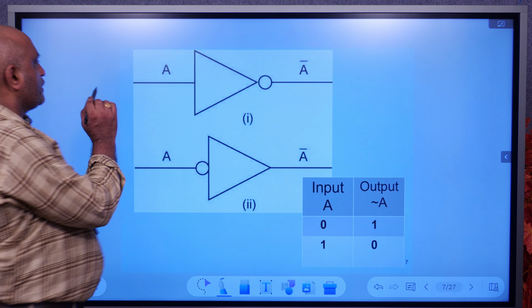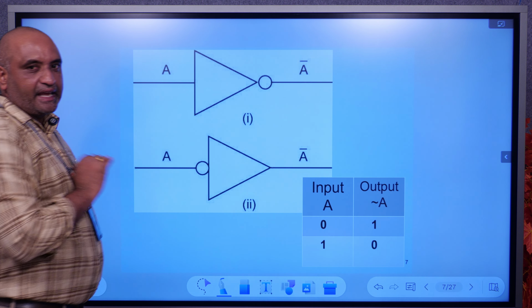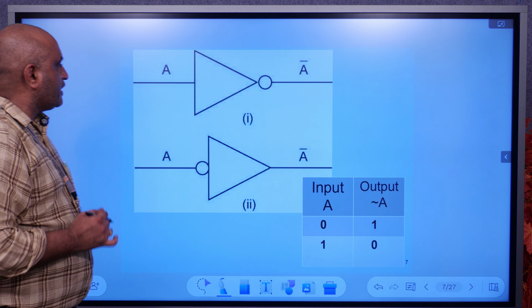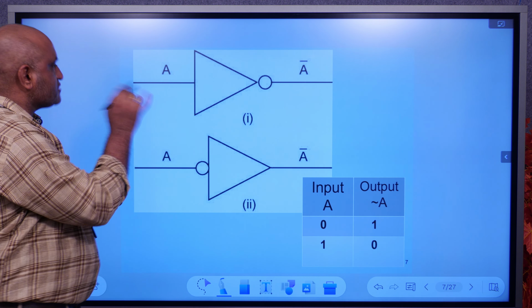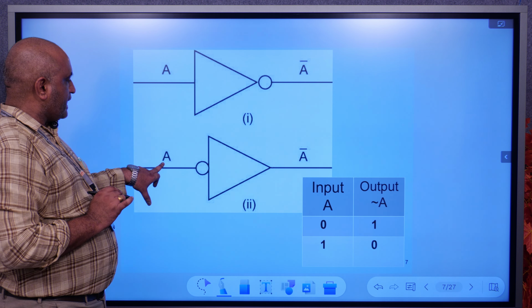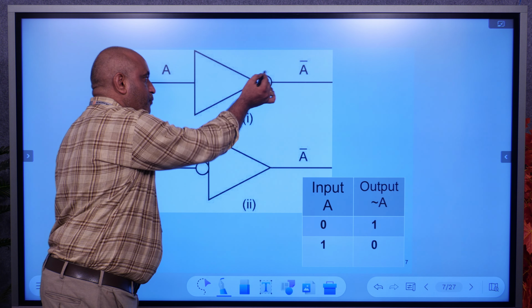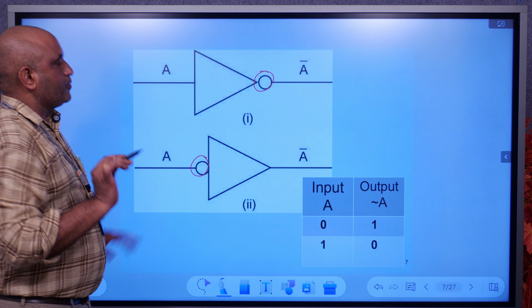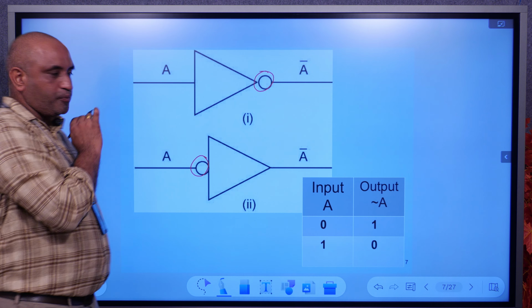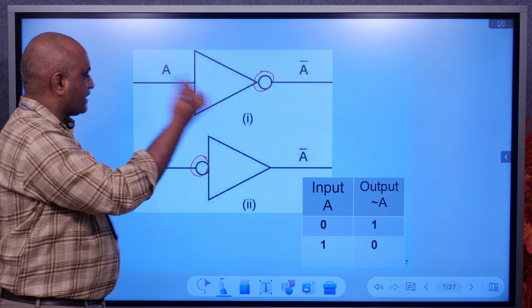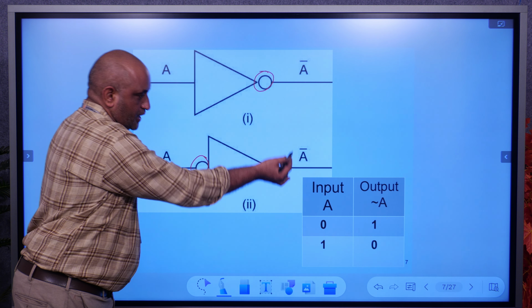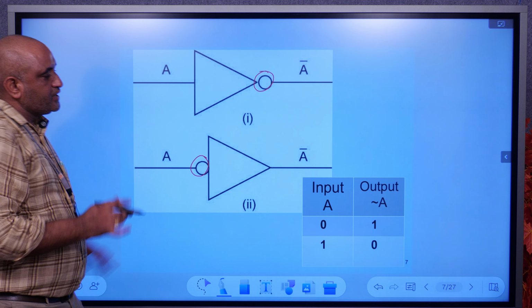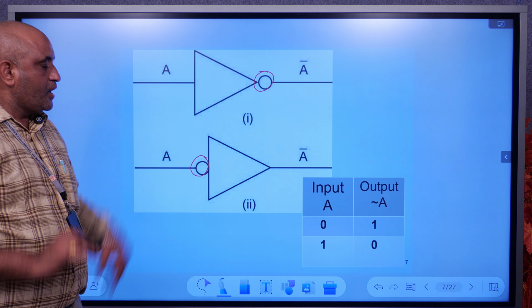Suppose A is the input and the NOT gate is applied; the output is A bar. This is the inverter gate. The NOT gate is also called the inverter. Suppose you have the bubble after the triangle or before the triangle, the principle is the same. If the input is A, the output is A bar. The bubble can be after the triangle or before the triangle, so both are the same.